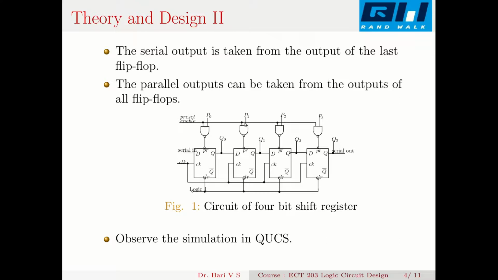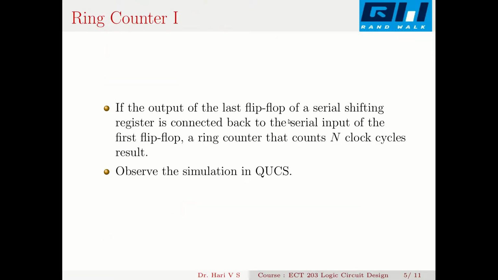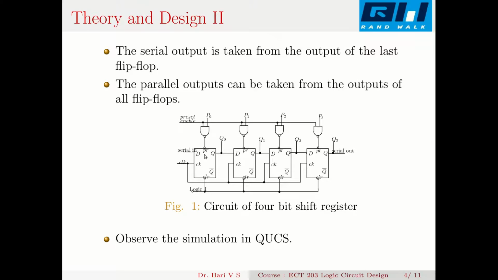You can also have a parallel in serial out operation. That is when you give the data in parallel through these presets, and then you take it out of this serial out. What you have to do is apply some clock pulses. When you apply one clock, the data will shift to the right. When you apply the next clock, one more shift, and after 3 clock pulses, all your bits will be out of this serial output.